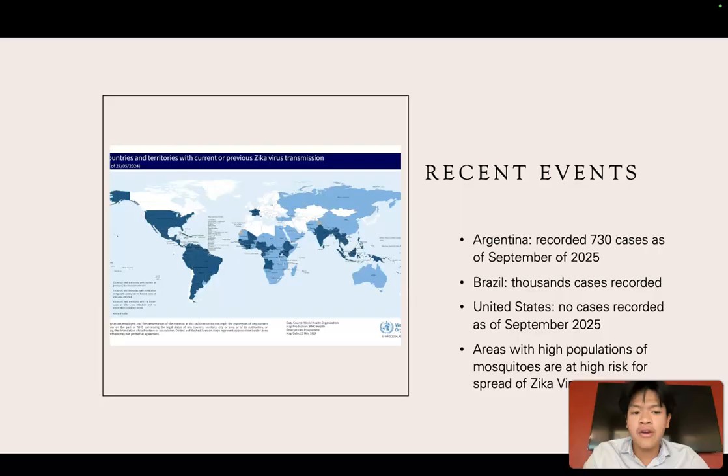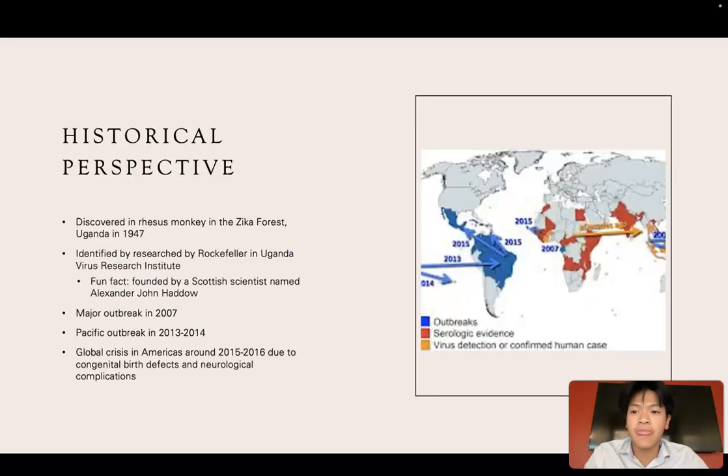And then any areas with high populations of mosquitoes are at high risk for the spread of Zika virus. So as we can see in the picture, mainly the tropical and subtropical regions are infected by Zika virus more than the other areas of the region. And that's just because the mosquitoes favor those environments a little bit more.